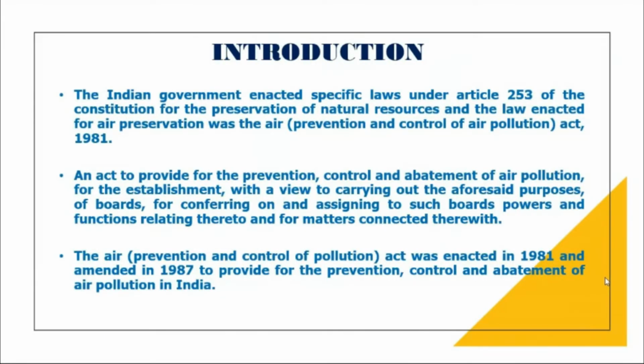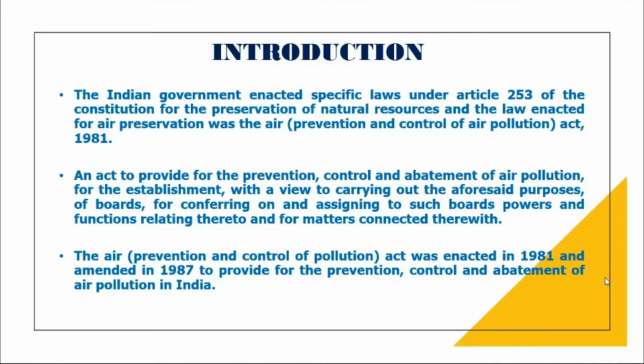So the Indian government has enacted specific laws under Article 253 of the Constitution for the preservation of natural resources, and the law enacted for the prevention and control of air pollution was the Air Prevention and Control of Pollution Act in 1981. So under this act, the prevention, control and abatement of air pollution, for the establishment with a view to carry out the aforesaid purposes of the boards, for conferring and assigning to such boards powers and functions relating thereto and for the matters connected.